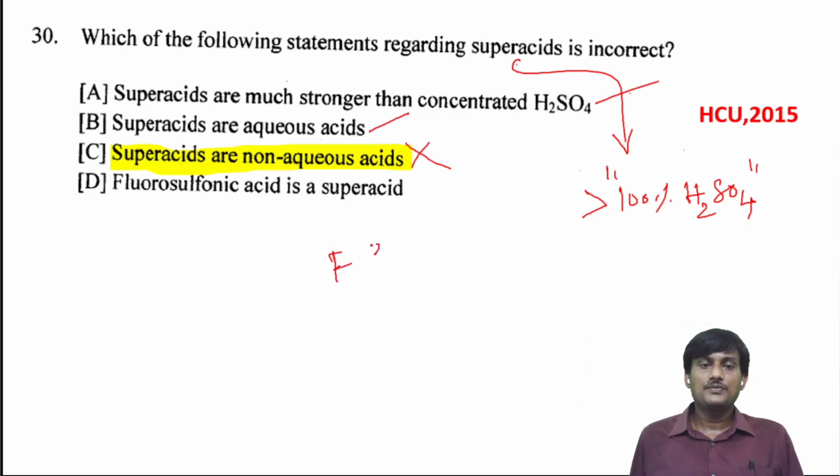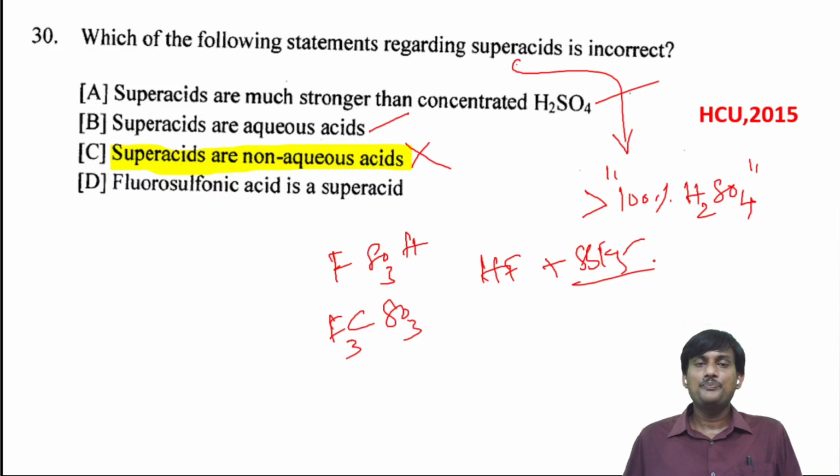Fluorosulfonic acid FSO3H or CF3SO3H, HF-SbF5, all these are super acids. The acidity of these acids is greater than 100% H2SO4.